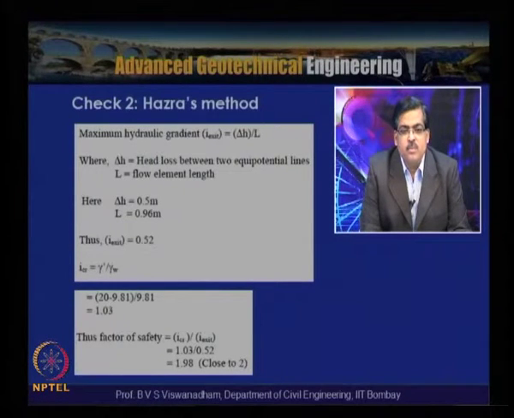Then we can determine I critical as gamma dash by gamma W, where gamma dash is the submerged unit weight of the sand, with unit weight taken as 20 kilonewton per meter cube: 20 minus 9.81 divided by 9.81, the critical hydraulic gradient is 1.03. So the factor of safety is I critical by I exit, 1.03 by 0.52. What we obtained is about 1.98, which is close to 2.